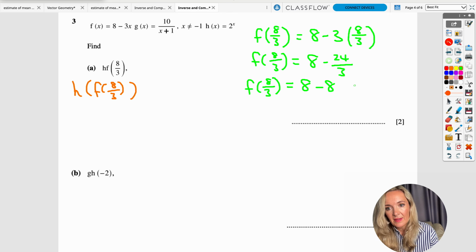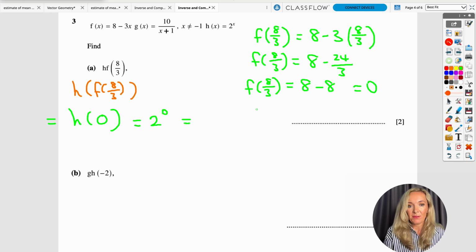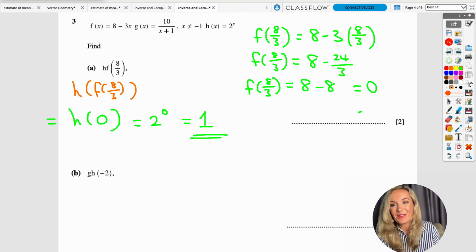So it's a 0 going into h. Now what's happening is that the function h is telling us that whatever the x is, we just raise 2 to the power of that x. So in this case, it's 2 to the power of 0. What do we know? Anything to the power 0 is just equal to, hopefully you know this, 1. Okay, so the final answer is just 1.